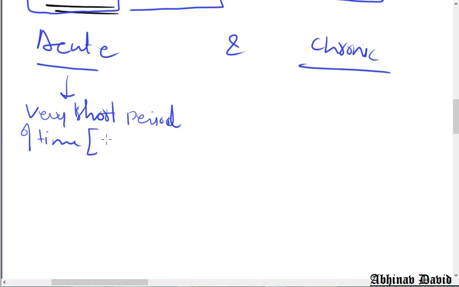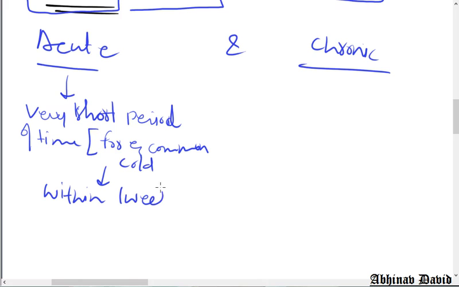For example, common cold. Common cold gets over within 1 week. So they remain in our body for 3, 4, 5 days or 1 week. They are called acute diseases. Example, I have already told you, common cold. And this is the first point. And the second is chronic disease.